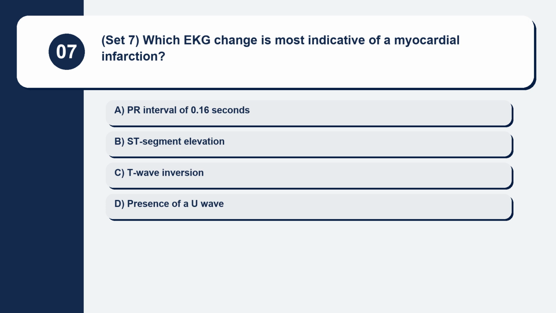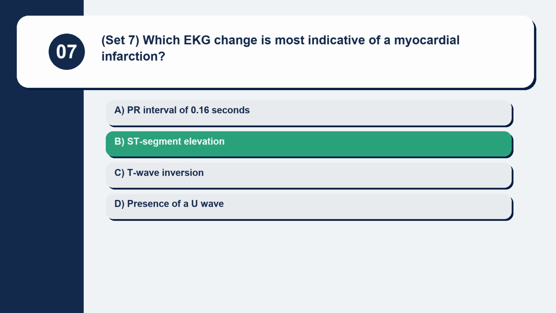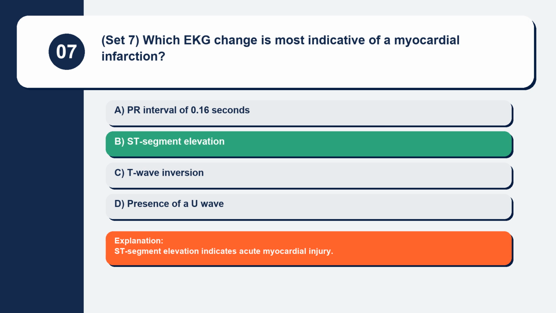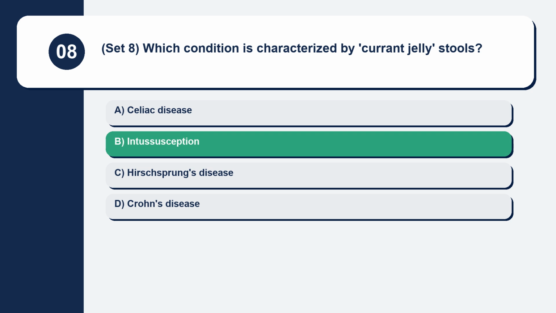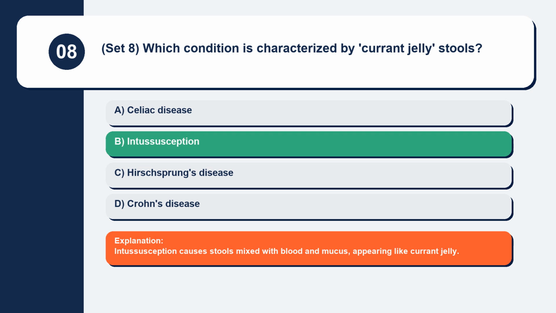Question 7. Set 7. Which EKG change is most indicative of a myocardial infarction? PR interval of 0.16 seconds, ST segment elevation, T wave inversion, presence of a U wave. ST segment elevation indicates acute myocardial injury. Question 8. Set 8. Which condition is characterized by currant jelly stools? Celiac disease, intussusception, Hirschsprung's disease, Crohn's disease. Intussusception causes stools mixed with blood and mucus, appearing like currant jelly.